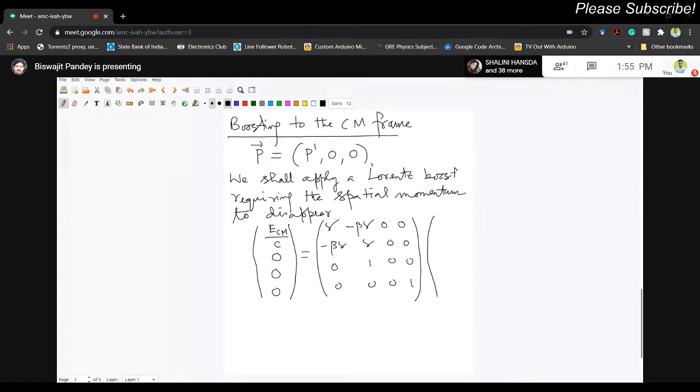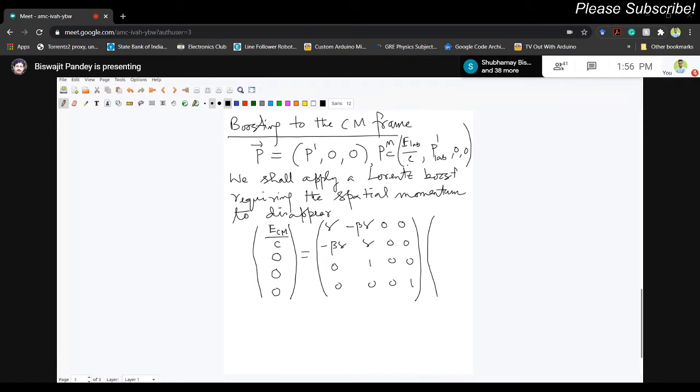If I ask you what the 4 momentum is in this case, P mu will be, let us call this E lab, P lab. So this will be E lab by C, and then this one will be P1, let us call it P lab, 0, 0. So this was the 4 momentum in the lab frame. This is the 3 momentum in the lab frame, and we want to find out the center of momentum frame.